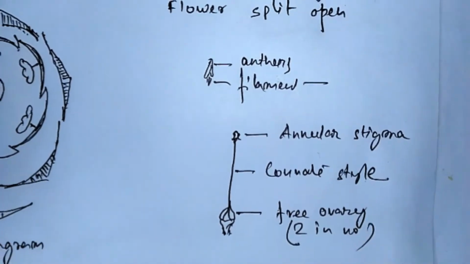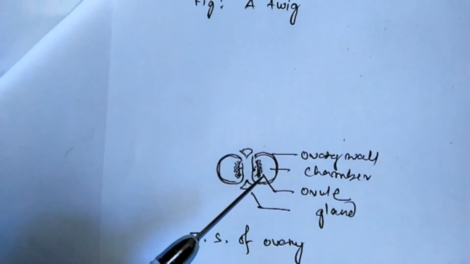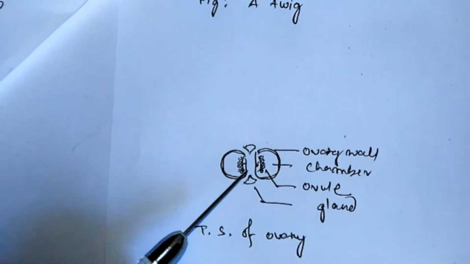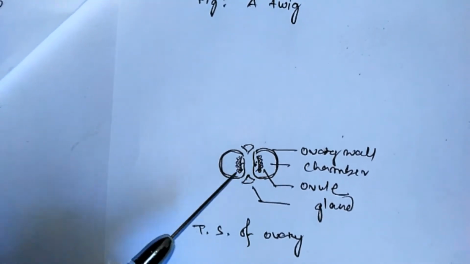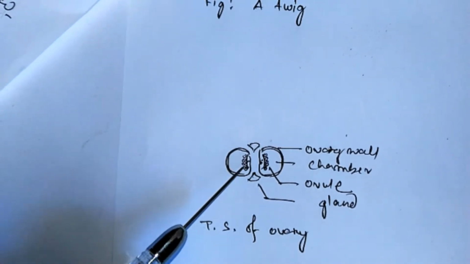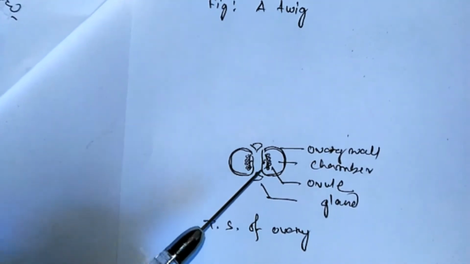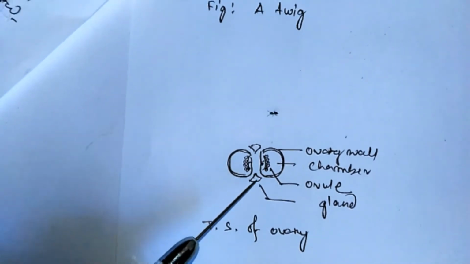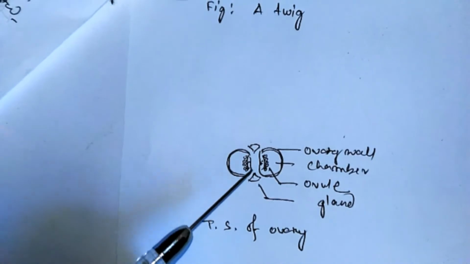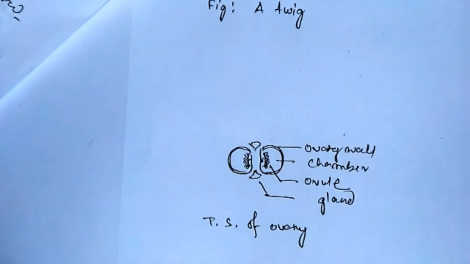If we take the TS, in TS of the ovary, 2 completely separate ovary chambers are located, and placentation is ventral, and near the ovary chambers 2 separate glands are observed. These glands are nectar glands.